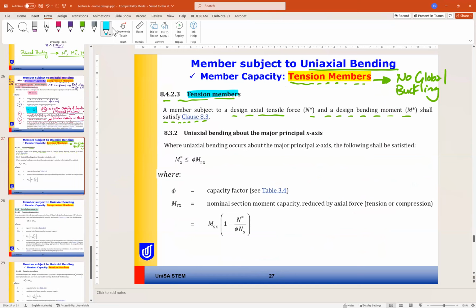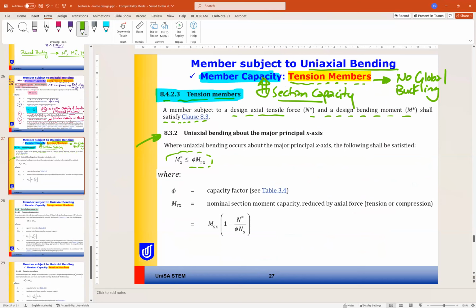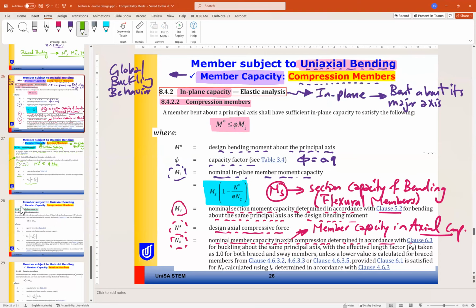So for a tension member, there is no problem with the member capacity because it will be the same as the section capacity check we have done earlier in clause 8.3.2. So you will have Mx less than phi Mrx, and phi Mrx is calculated as this formula here. Okay, so our worry here is not the tension force. Our worry was the compression force for this part. This is for in plane, or bent about the major axis.